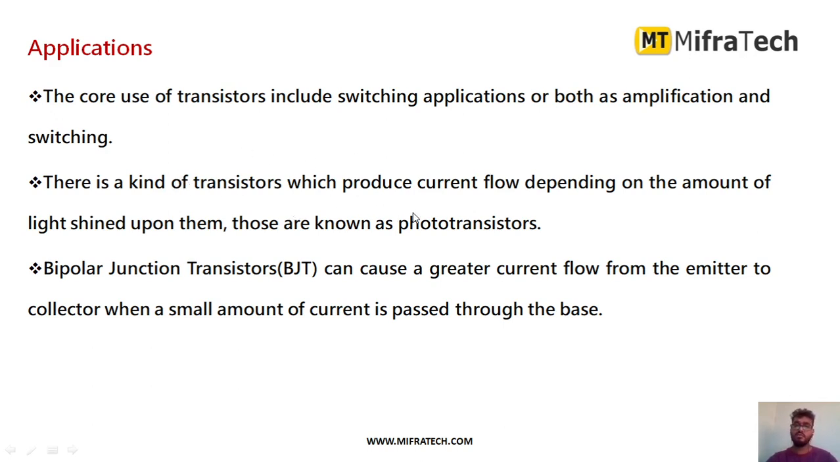There is a kind of transistor which produces a current flow depending on the amount of light shined upon it. We call it a phototransistor. It produces a current depending on the light falling on it. There is also the BJT, the bipolar junction transistor, which can cause a greater current flow from the emitter to the collector. Using this BJT you can provide a low current as input and it can provide a high current as output. So these are the different applications of this transistor. You can use this transistor in different applications.